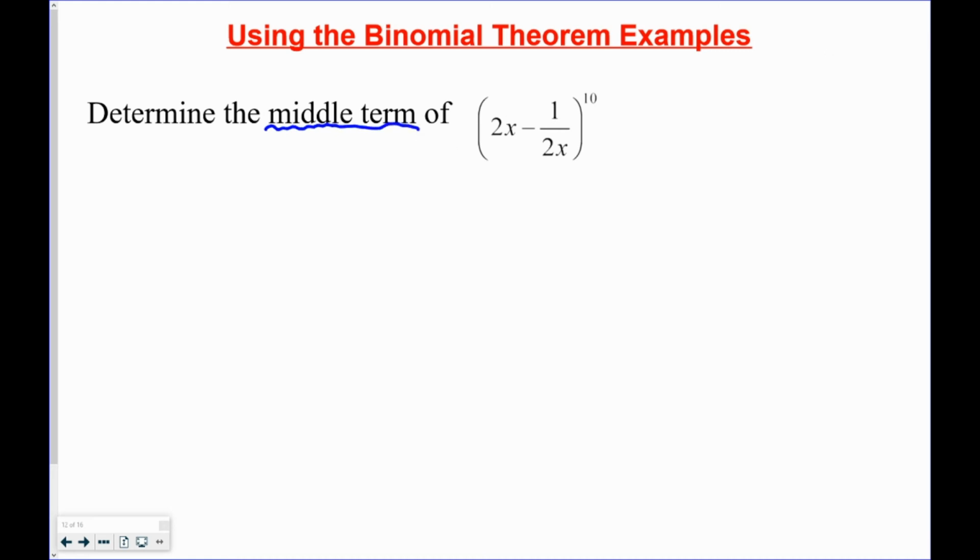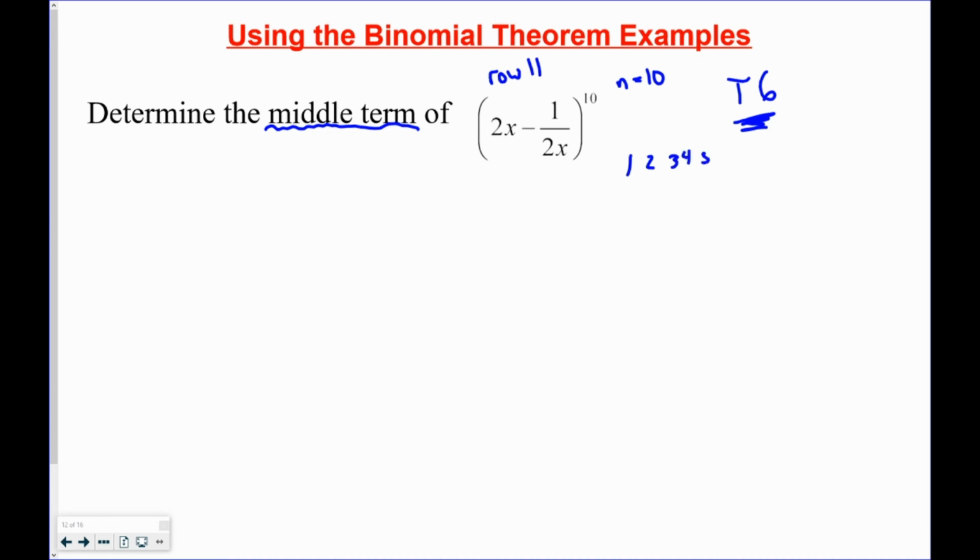Ooh. What would the middle term be? Well, this is the n value, right? The n value is 10. Remember, this would be row 11, right? It's always one more than the power. So what would be the middle term? If you have 11 objects, well, it would be term 6.